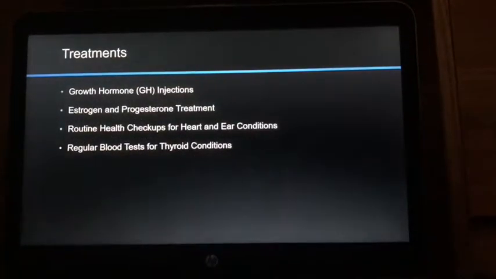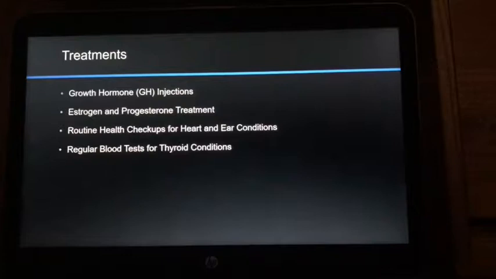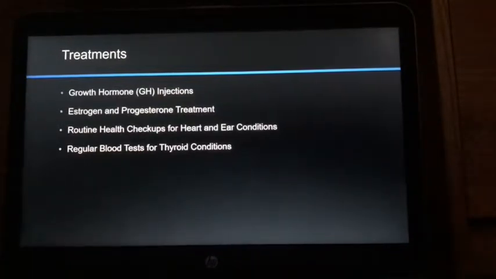Some of the treatments that are available today include growth hormone injections, estrogen and progesterone treatment, routine health checkups for those heart and ear conditions, and regular blood tests for thyroid conditions.